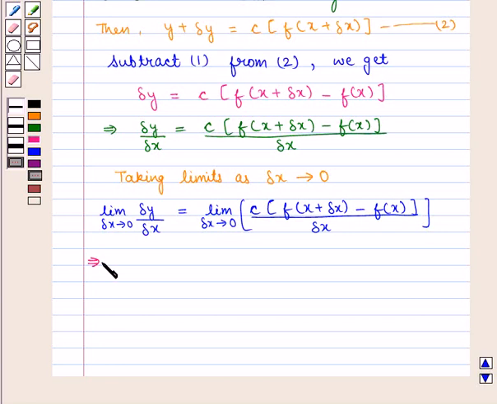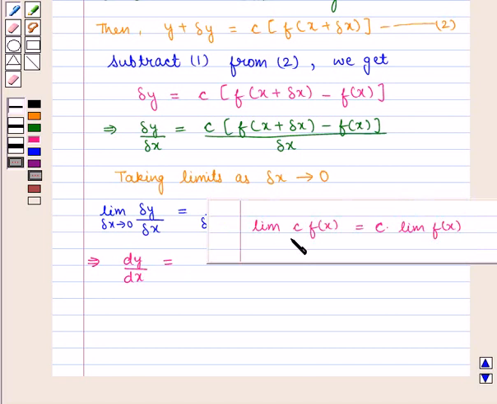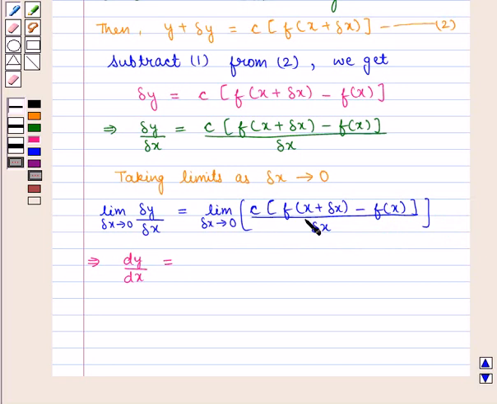and therefore limit delta y by delta x as delta x tends to 0 can be written as dy by dx, and is equal to, as we know that limit of c into f of x can be written as c into limit of f of x. Therefore, limit of c into f of x plus delta x minus f of x upon delta x as delta x tends to 0 can be written as c into limit f of x plus delta x minus f of x whole upon delta x as delta x tends to 0.